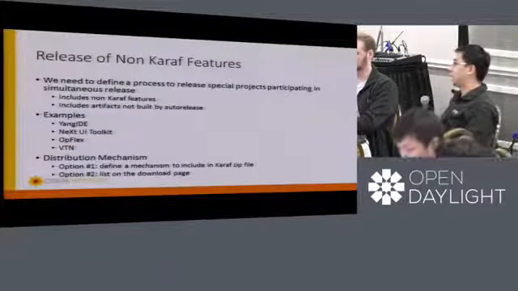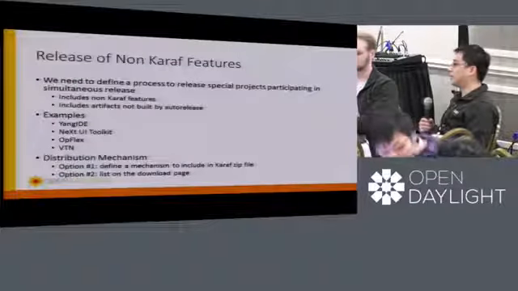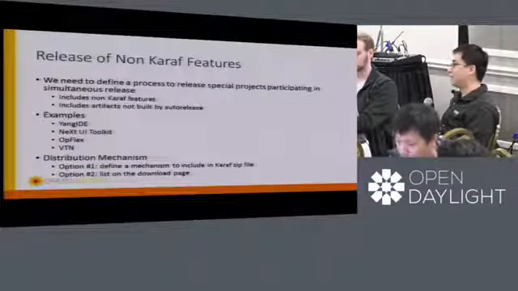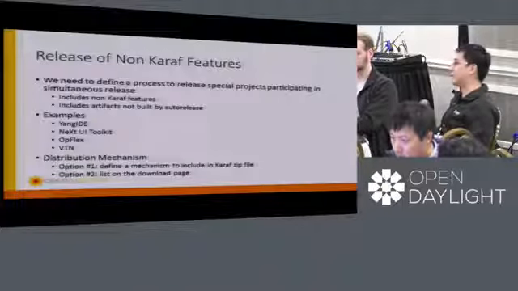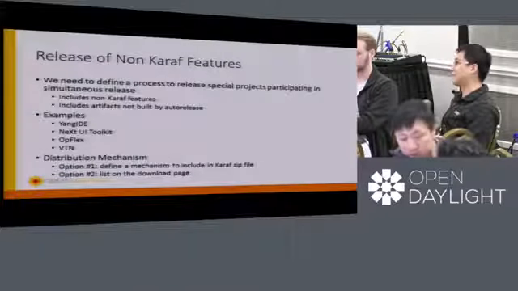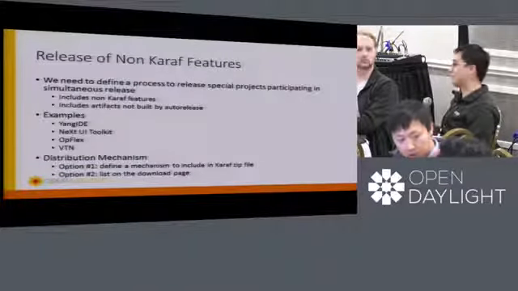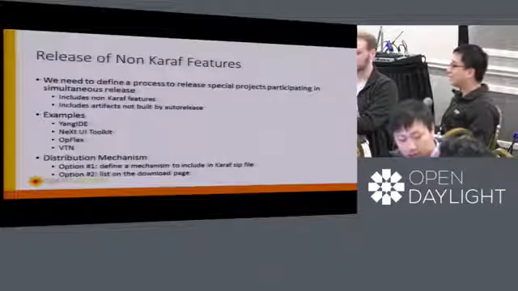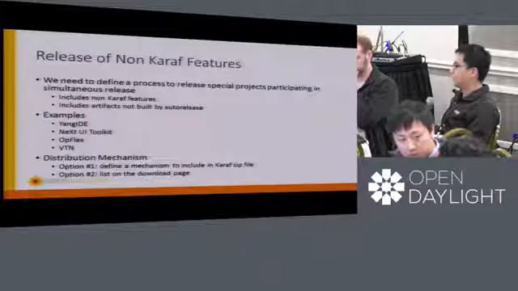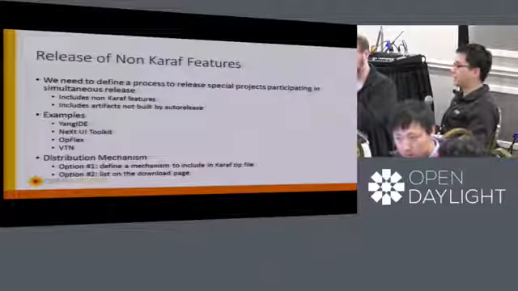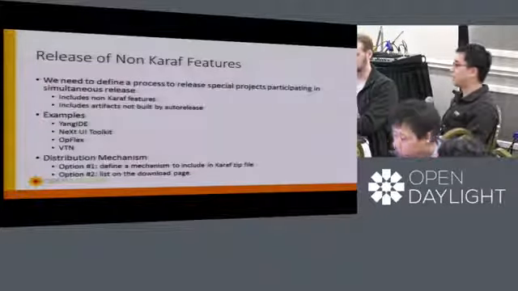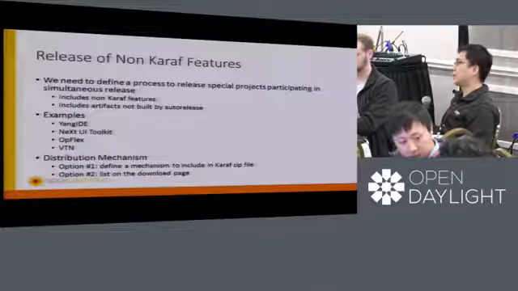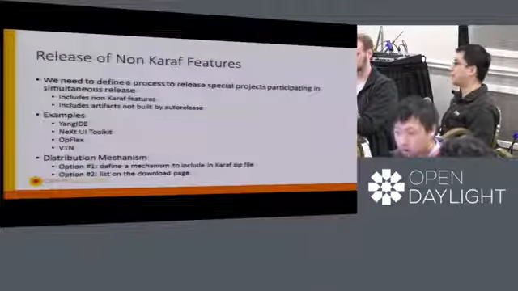And same with NeXt UI. NeXt UI is a JavaScript project. And I feel in the JavaScript world, six months is a long time to release your project, right? JavaScript projects tend to release daily or even weekly. So I think the determination needs to be done on a case-by-case basis for each project. And I think we need to make it more clear that they don't necessarily have to be part of the simultaneous release.